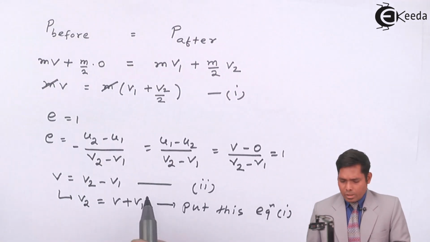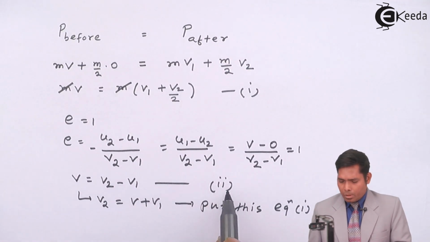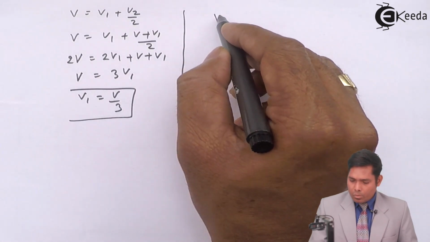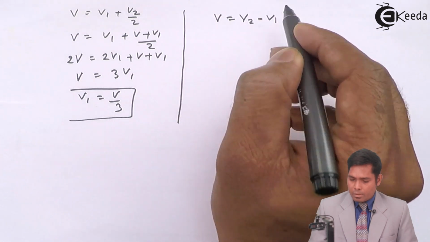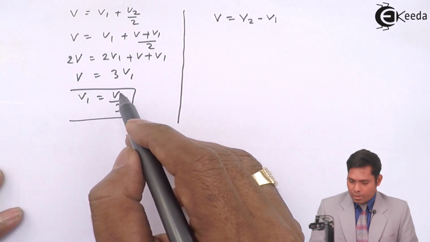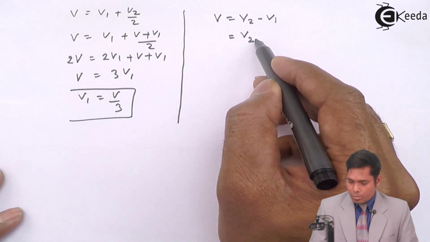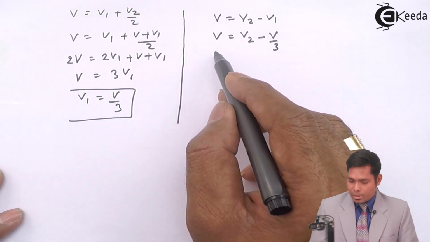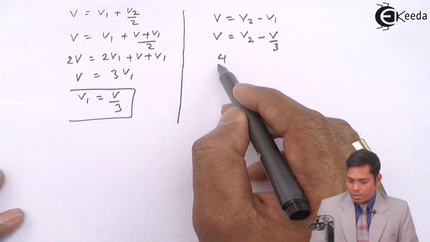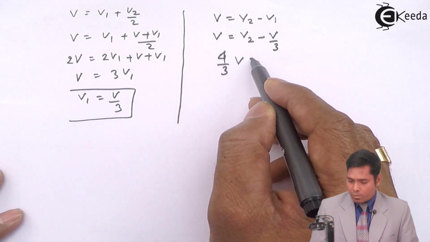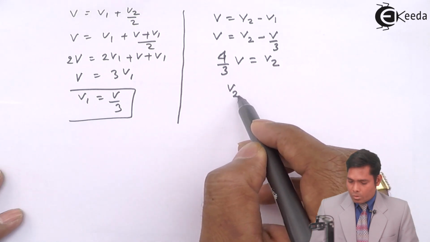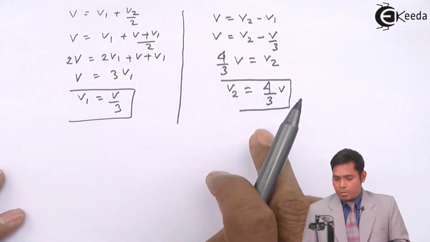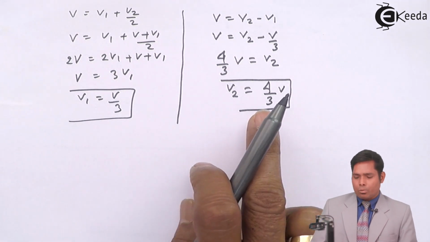Next, once you get this, you can use any of the equations to get v2, this or that. This is a simple equation, so I use v equals v2 minus v1. I put v1 as v by 3 over here, and bring it to the other side. 1 plus 1 by 3 is 4 by 3, so 4 by 3 v equals v2. So v2 is 4 by 3 v. This is the value of v2. The other object which was at rest is now moving with this velocity.